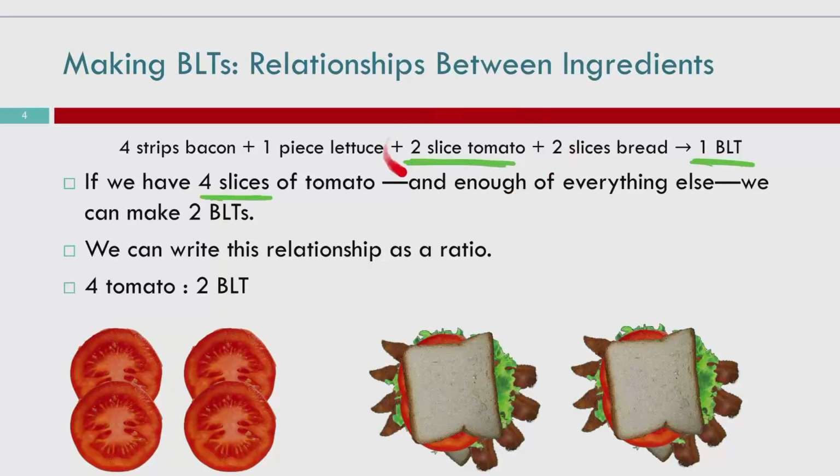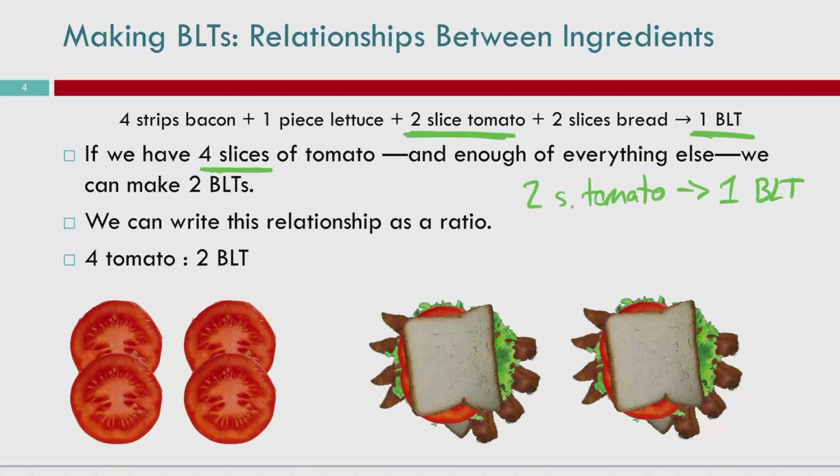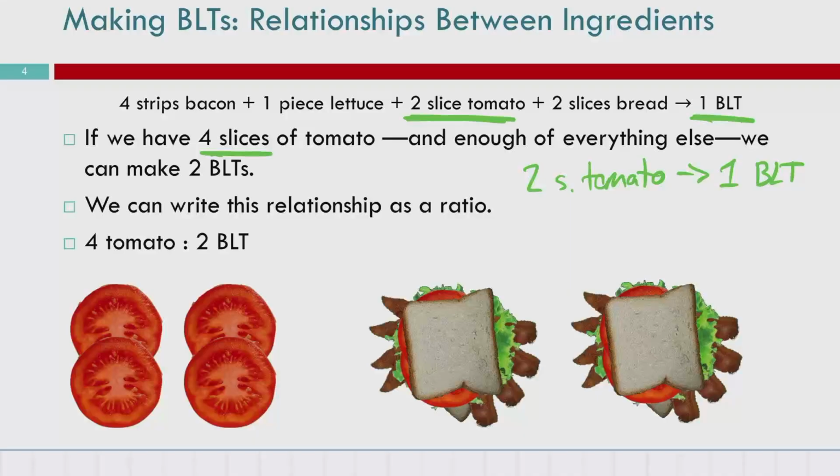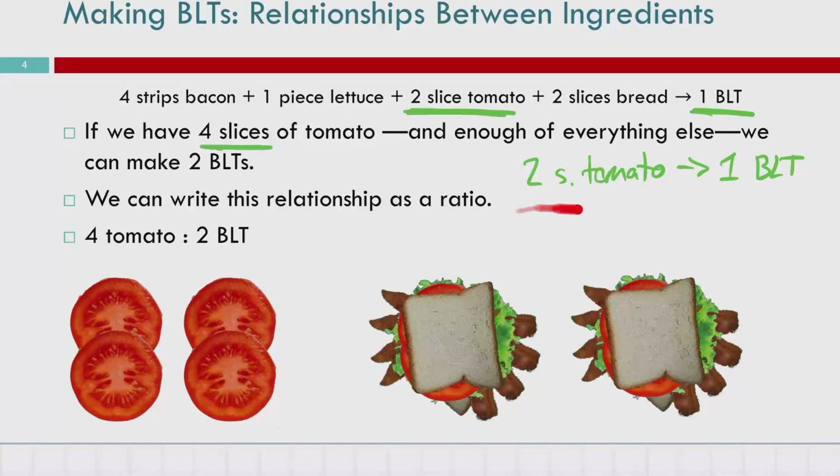We can write it as a relationship. If we take the numbers in front of our ingredients and in front of our BLT at the end, 2 tomato turns into 1 BLT. Those are the 2 things that we care about because, again, we've got unlimited bacon, unlimited lettuce, unlimited bread. So 2 slices of tomato turns into 1 BLT. We've got 4 slices of tomato to start with.